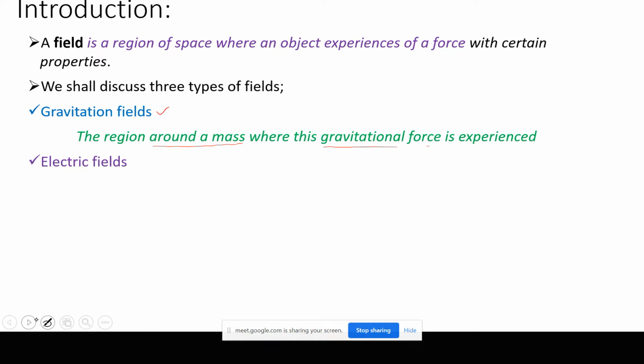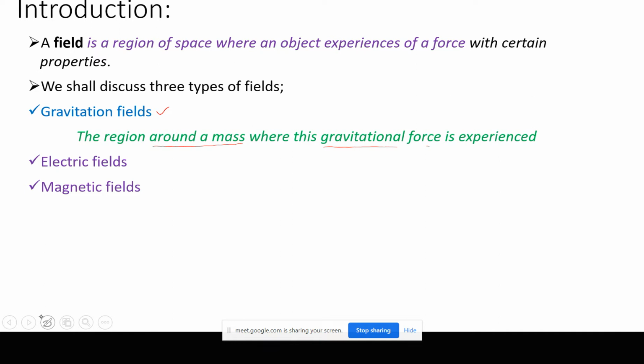So in electric fields, we are going to talk about a region where anything that has charge experiences a force. It means we shall see that electric fields affect anything that has charge. And I think that is what you mentioned in IGCSE. Anything that has charge is affected by electric fields.